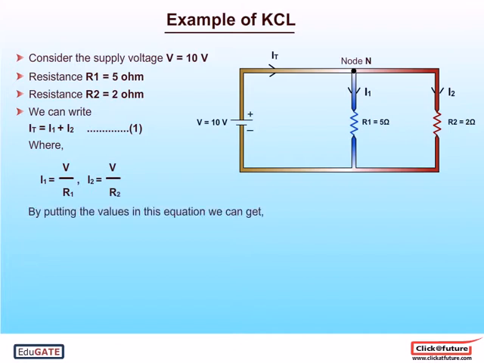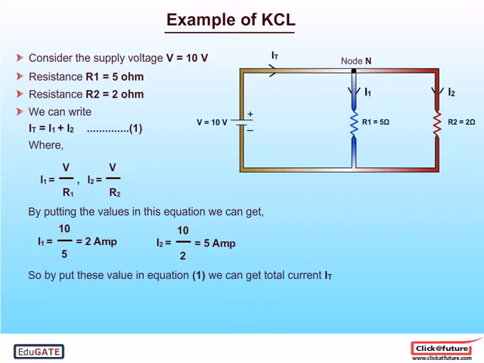So by putting the values in these equations, we can get the current across each resistor. I1 is equal to 10 divided by 5 is equal to 2 ampere. I2 is equal to 10 divided by 2 is equal to 5 ampere. So, by putting these values in equation 1, we get total current IT is equal to 7 ampere.